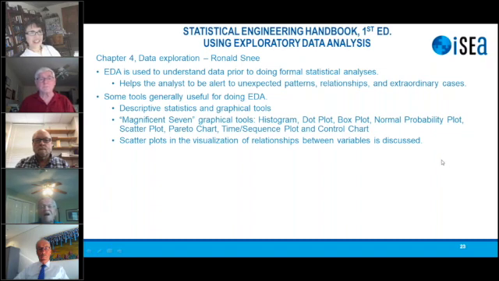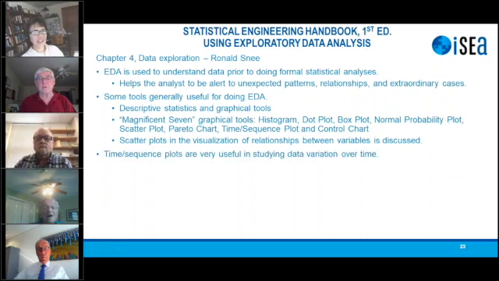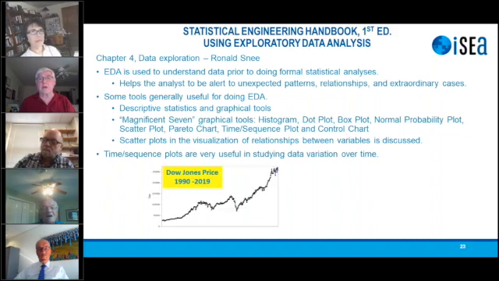No surprises there on what the tools are, but these are the tools that get used over and over again. While there are more sophisticated tools, these tools are really particularly useful. Two tools that I like to emphasize in this section are scatter plots, of course, to identify relationships, but more importantly the time sequence plot, which is really useful in studying variability over time.